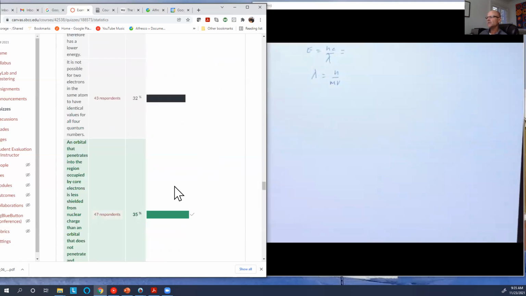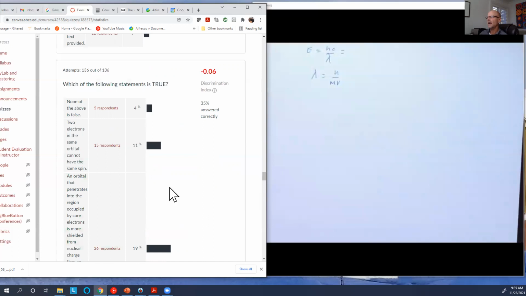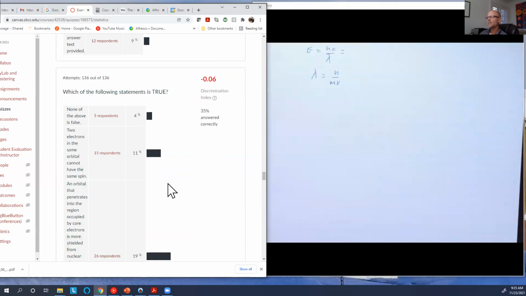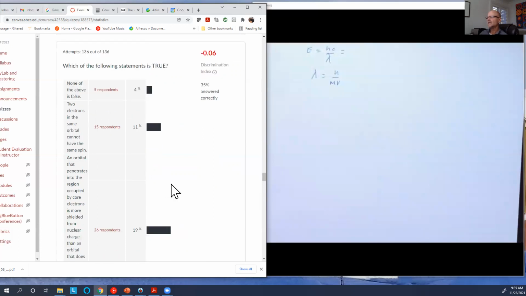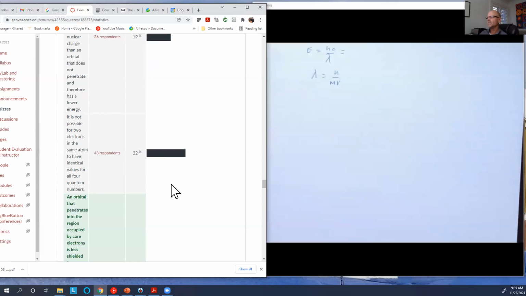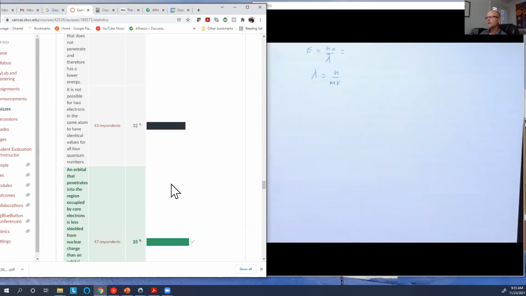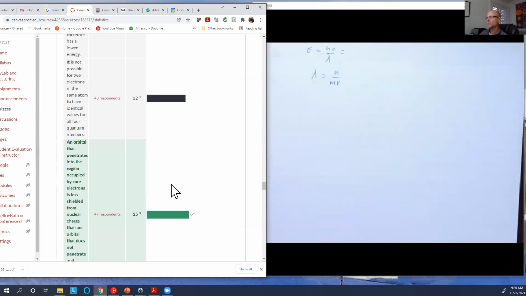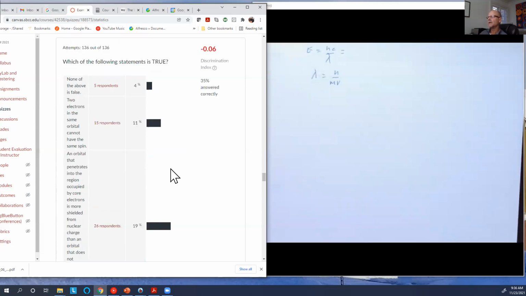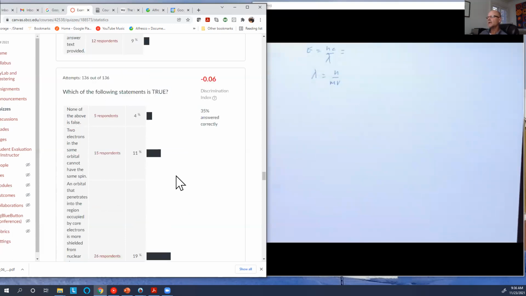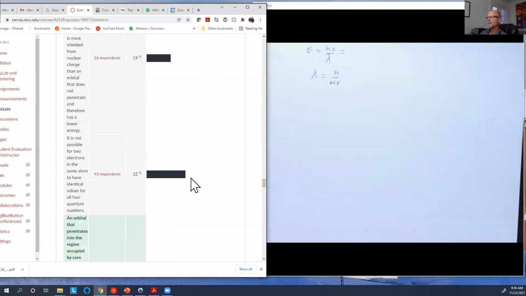Which of the following statements is true? Now, this was a question that had more than one possible answer. And so for this question, I just threw it out. And what that means is that if you got this question right, you got your 2 points. If you got this question wrong, you got your 2 points because the question was flawed. So we'll skip over that one.